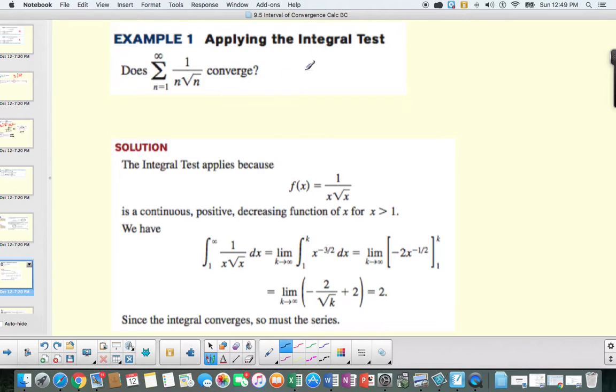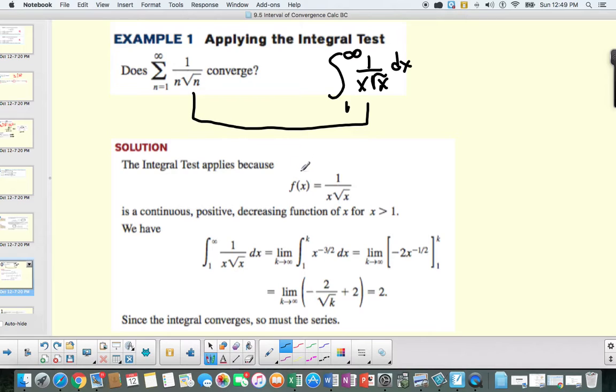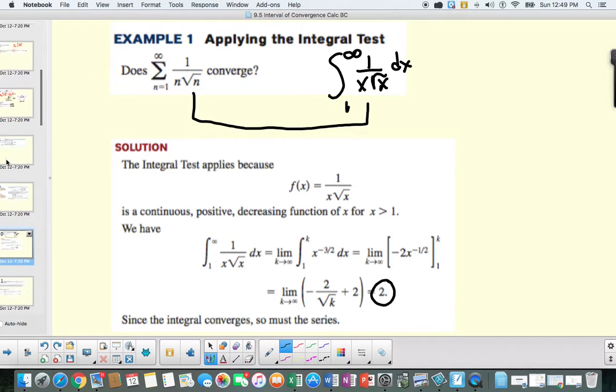So we have this summation, and it's closely associated with this integral, 1 over, and then we're going to convert this to x. So this is x root x dx. So whatever the improper integral does, the summation will do as well. And so we go ahead and find the value of the improper integral, and we find that it's 2. And that tells us the improper integral converges, so that tells us the summation converges as well.